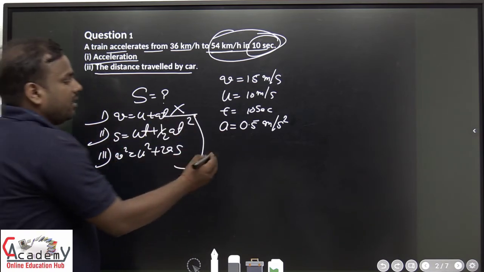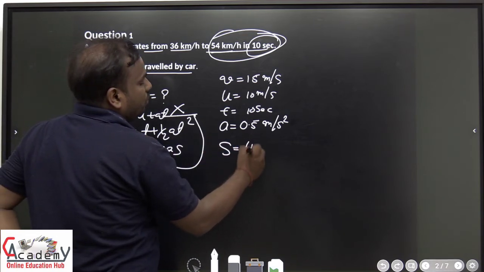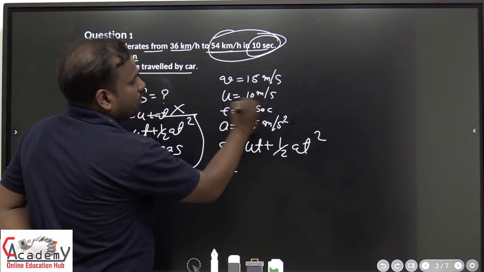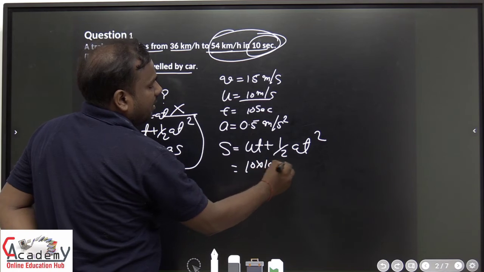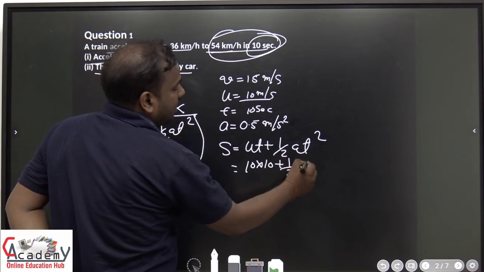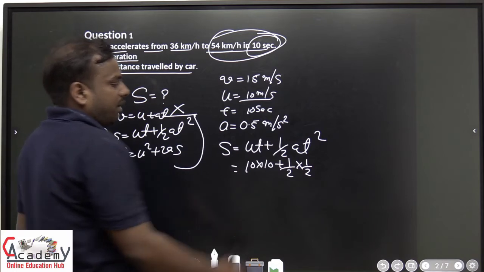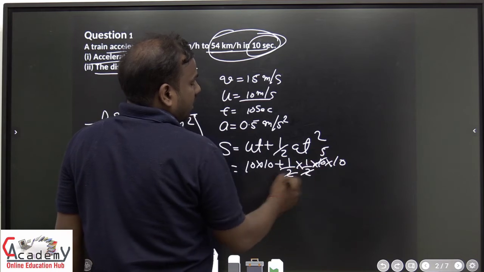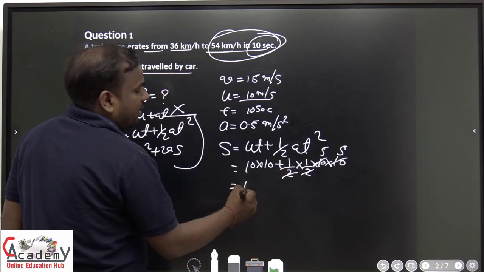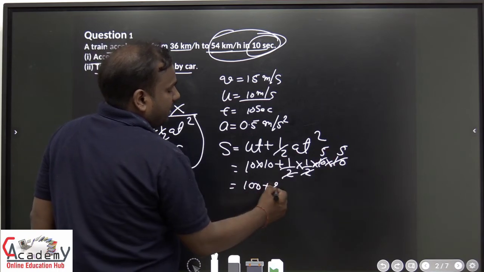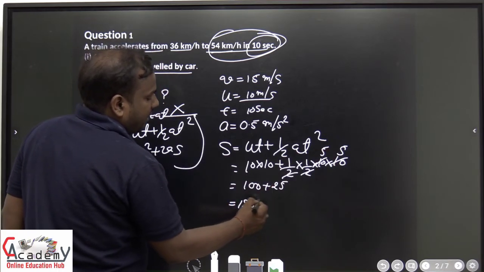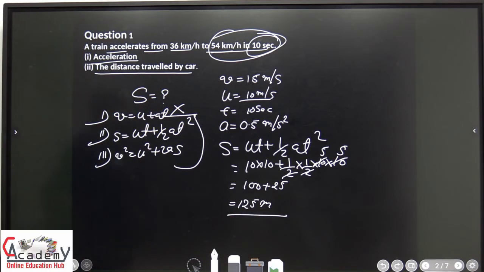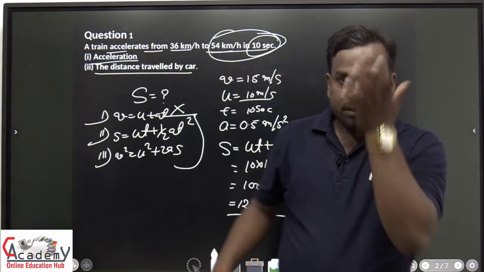Then we use the second equation, s is equal to ut plus half at square. u is 10, time is 10, plus half, acceleration 0.5 means 1 by 2, time is 10 multiplied by 10. 10 10s are 100, plus 5 5s are 25, we got 125 meter. So the distance traveled by the train is 125 meter. Is that clear? Okay, no doubt.